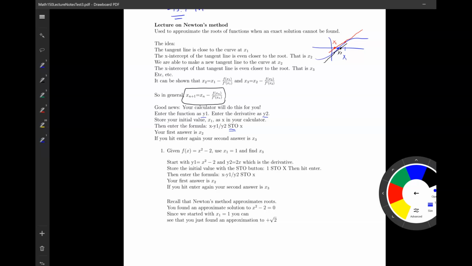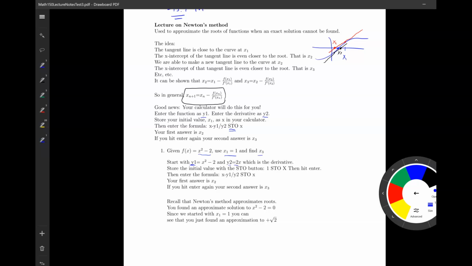All right, so first we want to put in the function. We're going to use 1 as our x sub 1, and we're going to find x sub 3. So start off by putting in y sub 1 as x squared minus 2, y2 as 2x. All right, so you've got that. y1 is x squared minus 2. y2 is the derivative, which is just 2x.